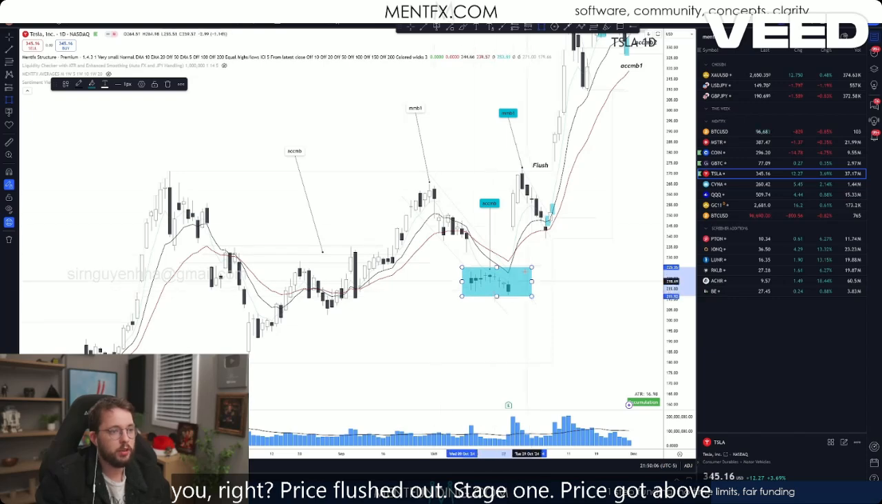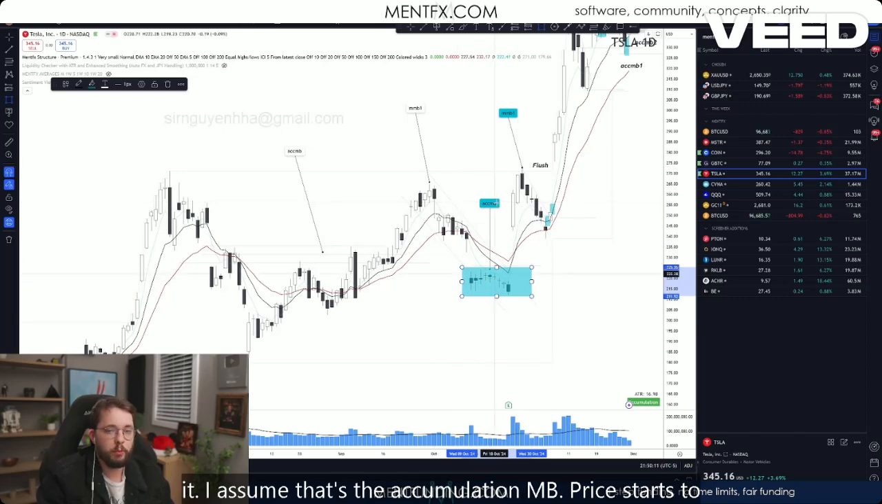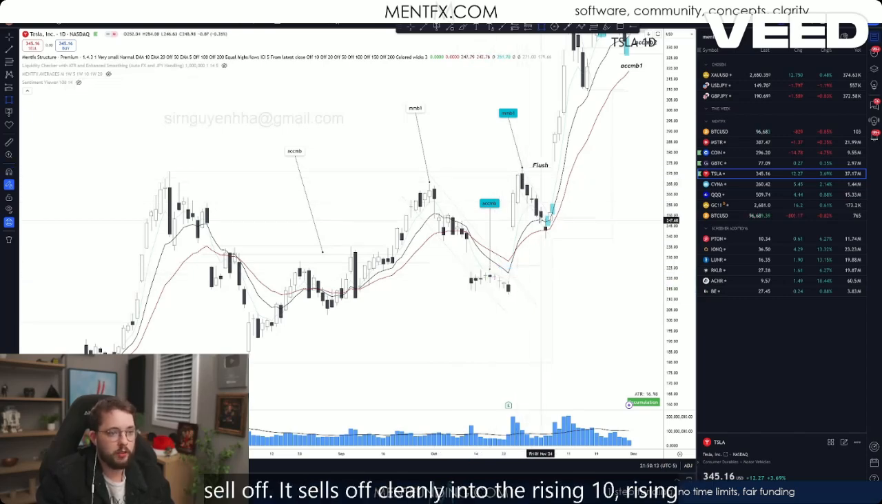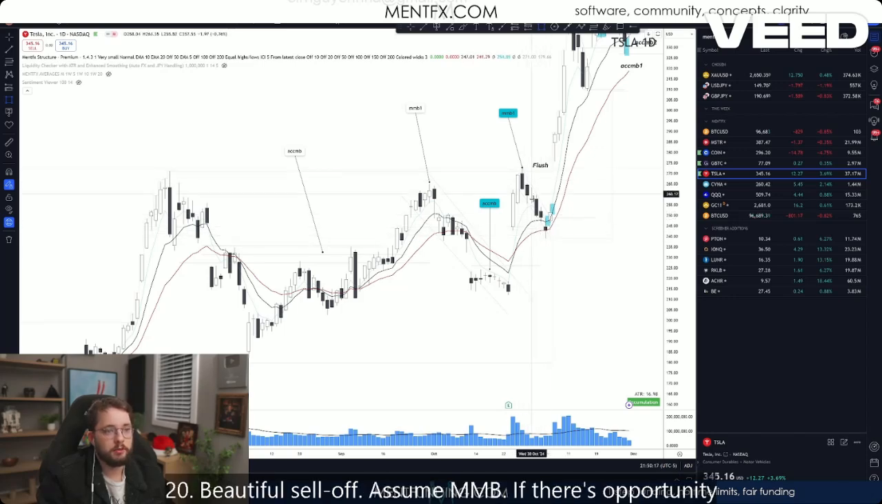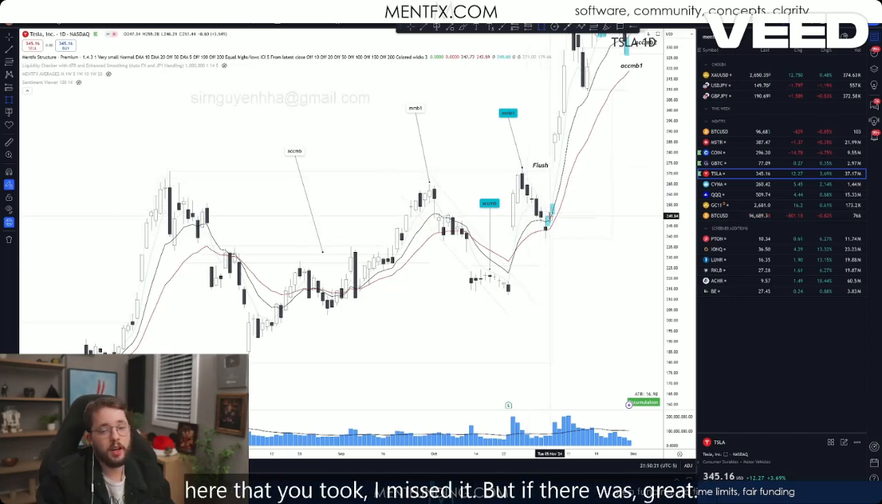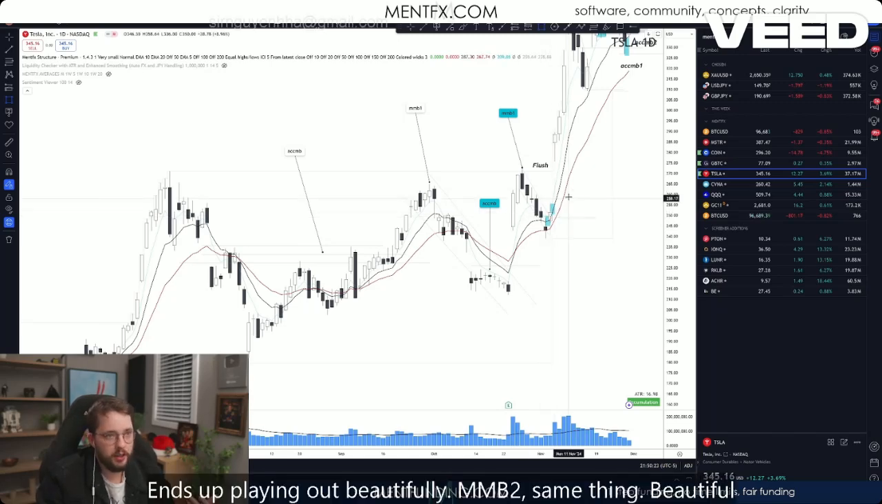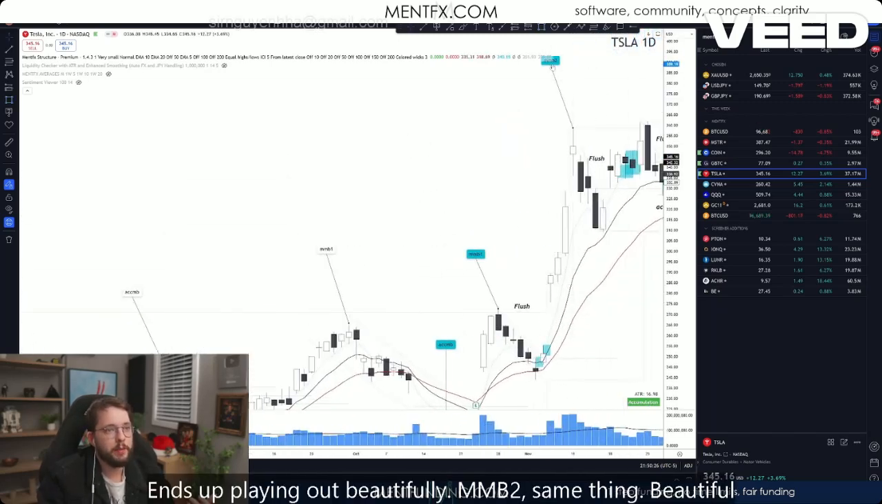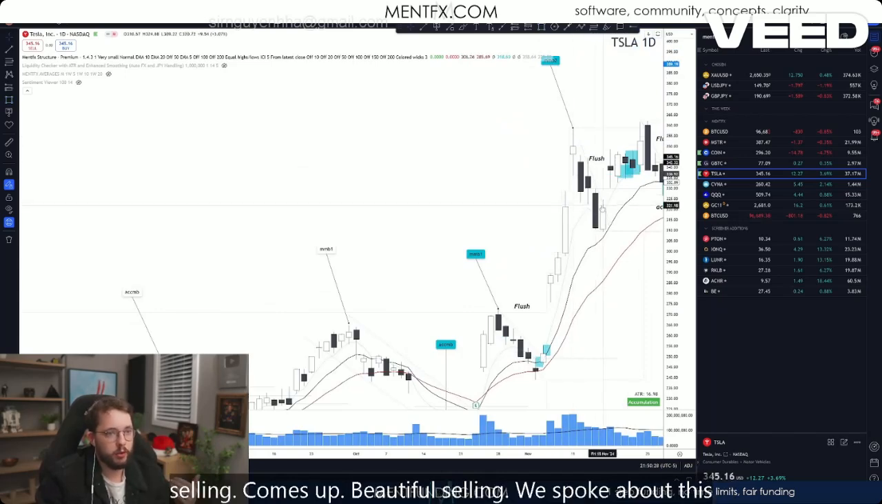Price flushed out. Stage 1, price got above it. I assume that's the accumulation MB. Price starts to sell off. It sells off cleanly into the rising 10, rising 20. Beautiful sell-off. Assume MMB. If there's opportunity here that you took, I missed it, but if there was, great. Ends up playing out beautifully. MMB2, same thing. Beautiful selling.